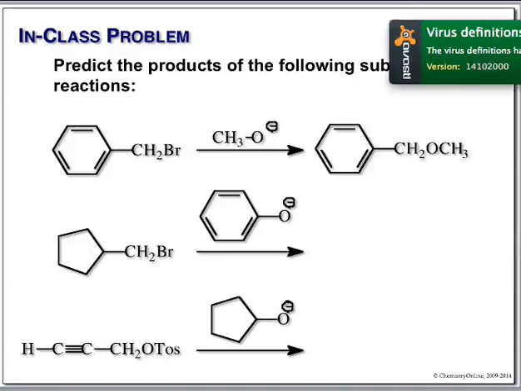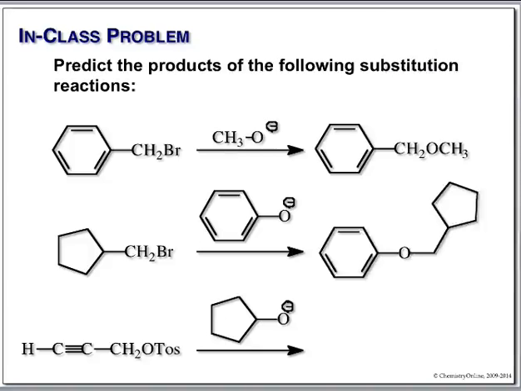Over here, phenoxide, very nice nucleophile. The oxyanion will attack, bromine will leave. We will get the benzene ring on one side and the cyclopentane CH2 on the other.